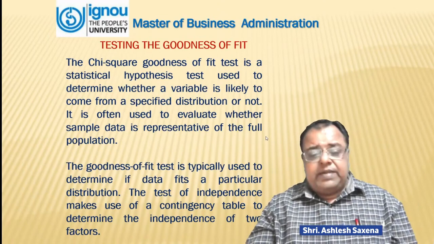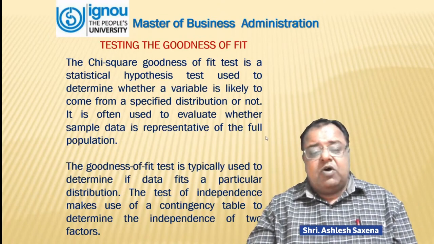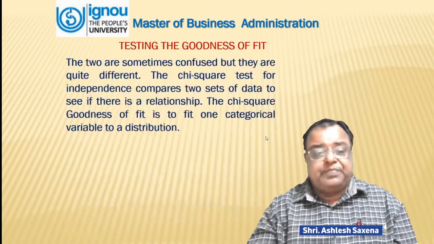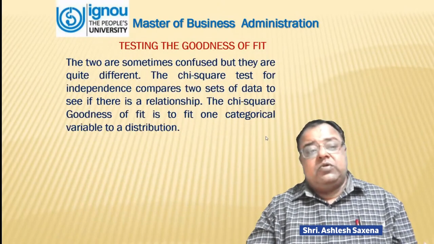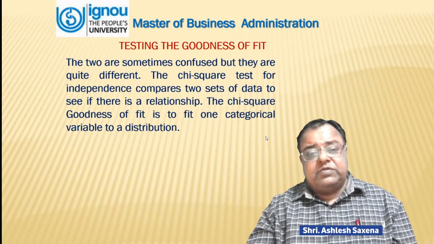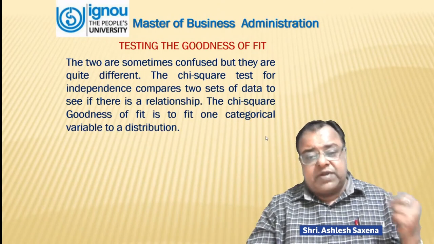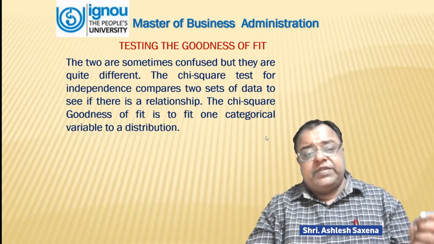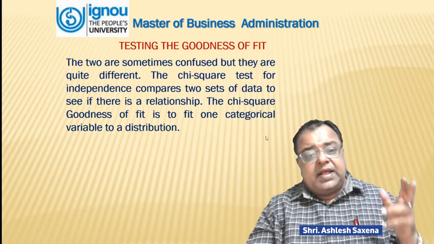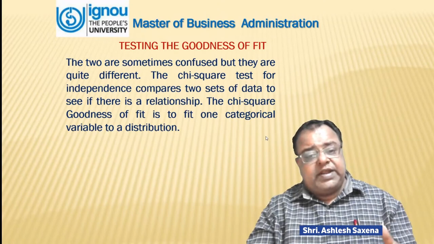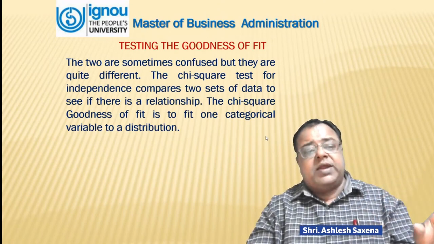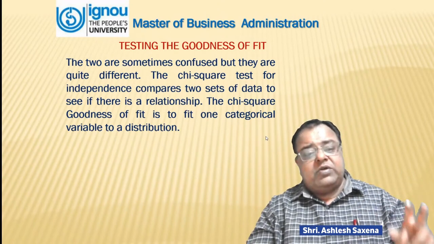The test of independence makes use of a contingency table to determine the independence of the two factors. The two are sometimes confused, but they are quite different. The chi-square test for independence compares two sets of data to see if there is a relationship. The chi-square goodness of fit is to fit one categorical variable to a distribution.